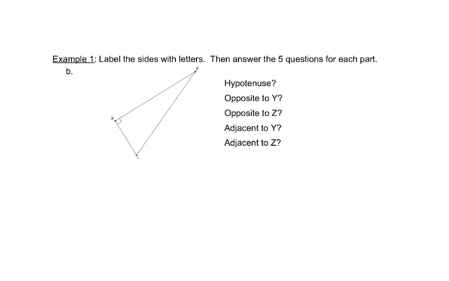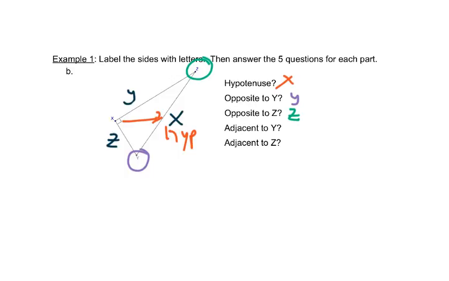Let's do one more example. We'll label the sides first. So here's capital X, so across from that would be little x. Here's capital Y, so across from it would be little y. And here's capital Z, so across from it would be little z. It's a good idea to write the hypotenuse on there directly. So here's our right angle. So let's just label this one right away as our x. So then, opposite to y would be little y. Opposite to z, straight across from it, would be little z.